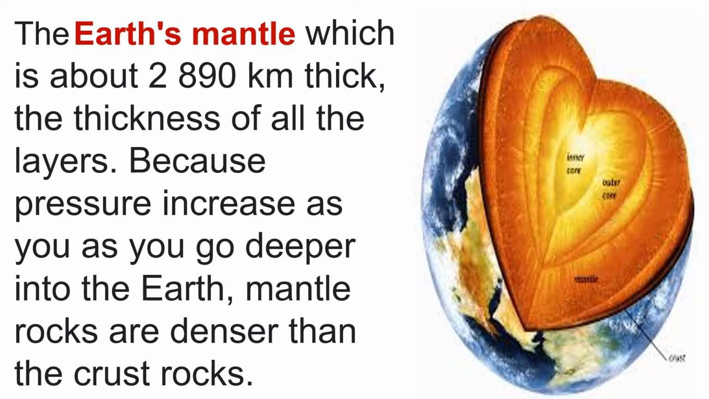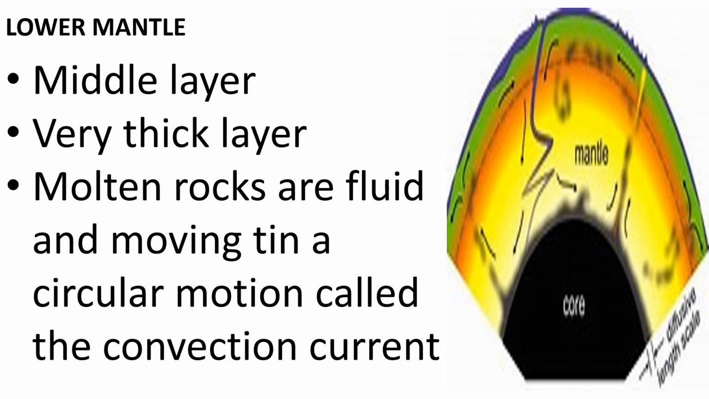Imagine the Earth's mantle is the thickest of all the layers of the Earth, because pressure increases as you go deeper into the Earth. So mantle rocks are denser than the rocks of the crust. Again, the mantle rocks are denser than the crust rocks. Now we will move on to the lower mantle.